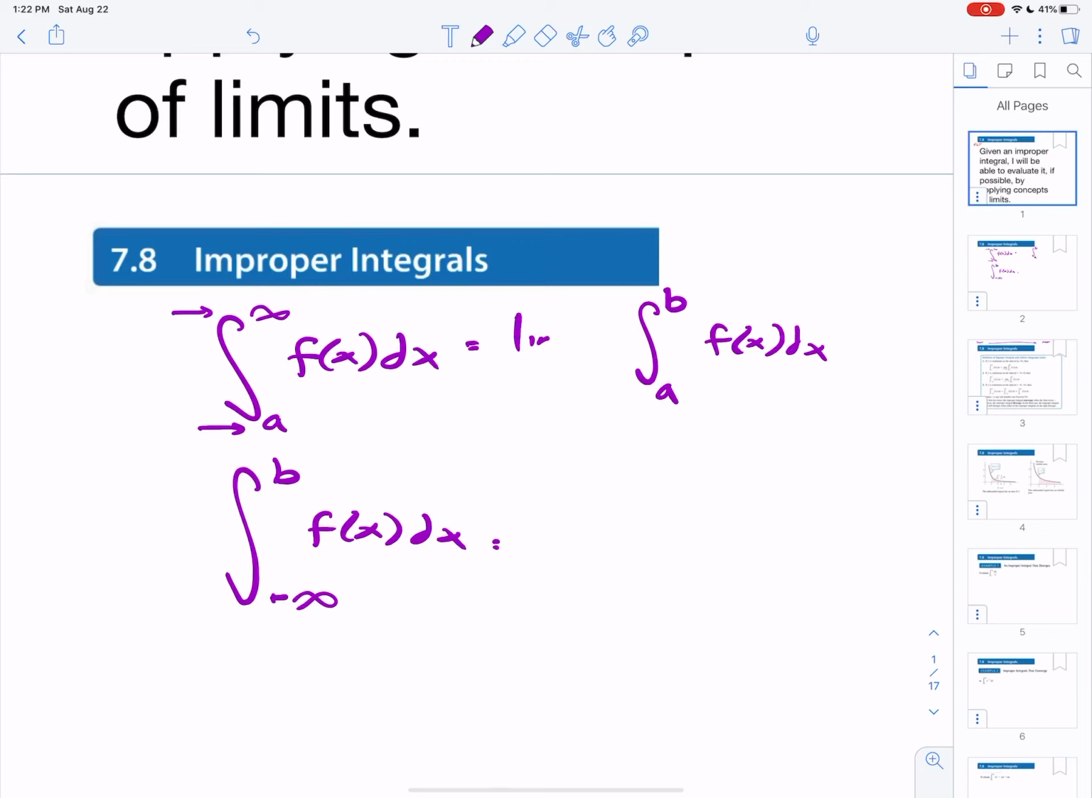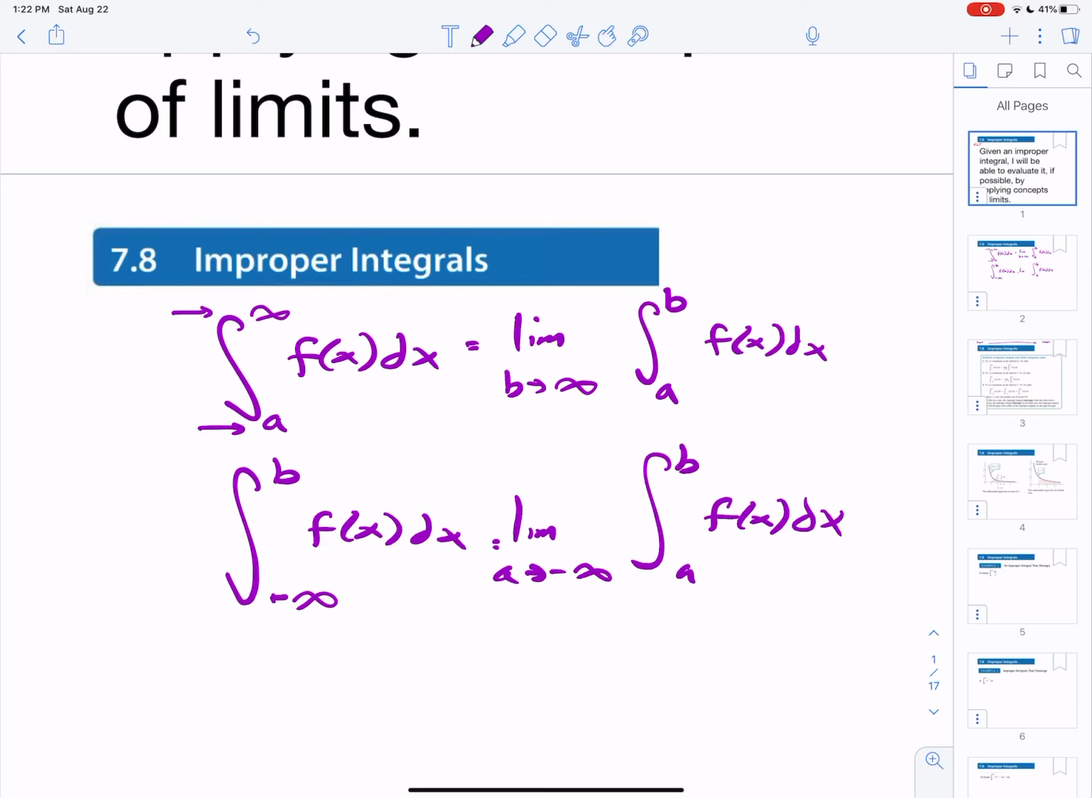But we'll find out what happens as b goes on to infinity. So you rewrite the improper integral so that it is proper, but then you just take the limit of it later. So same idea down here. We would just go from a to b, but we would take the limit as a goes on to negative infinity.